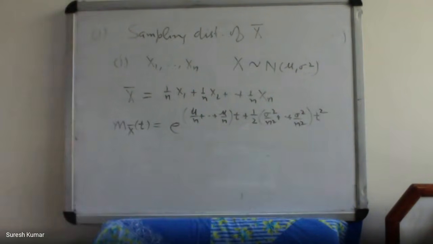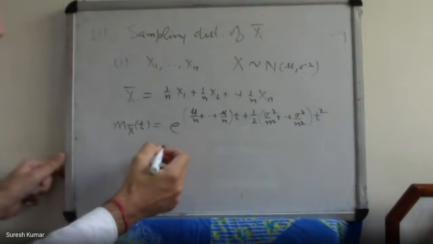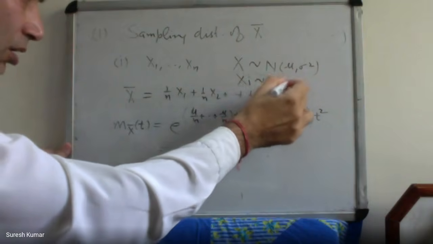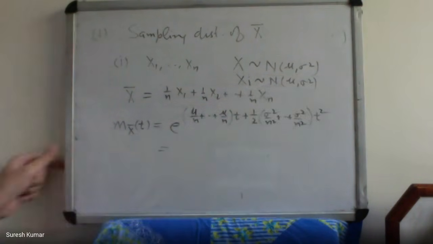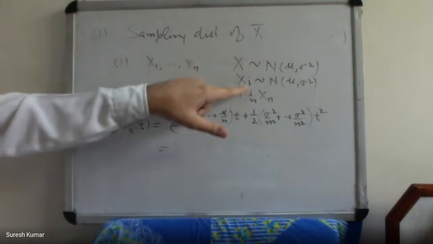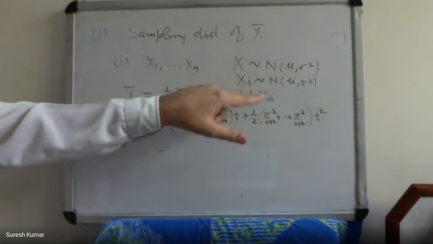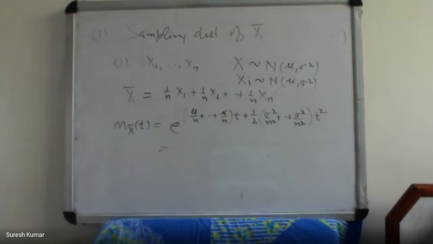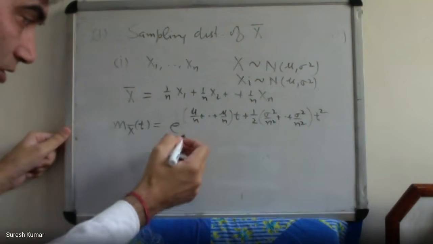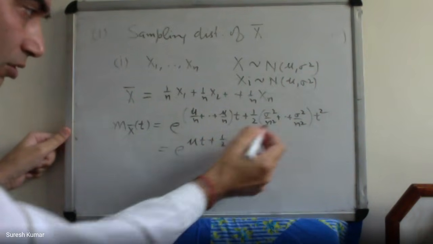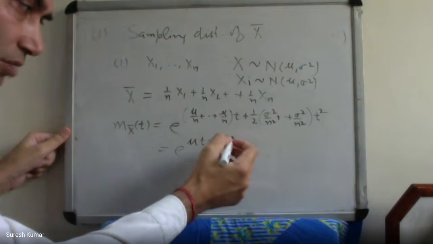For each random variable, of course, the mean and variance are the same. It is a random sample taken from this normal population, so each Xi follows the same distribution. So the mean for each random variable is the same. Likewise, the variance is also the same for each random variable. So what do we get finally? The moment generating function for X bar is e power mu t plus half n times sigma square over n square, that means sigma square over n.